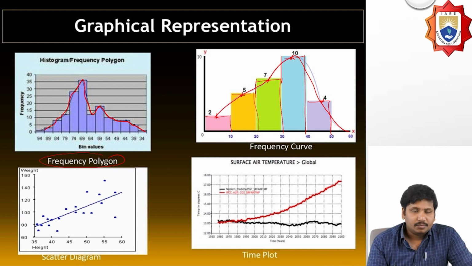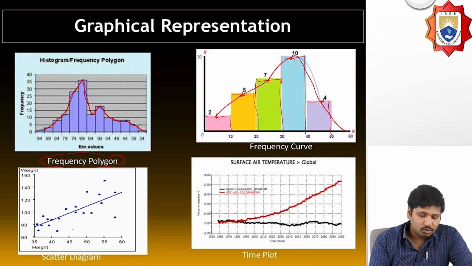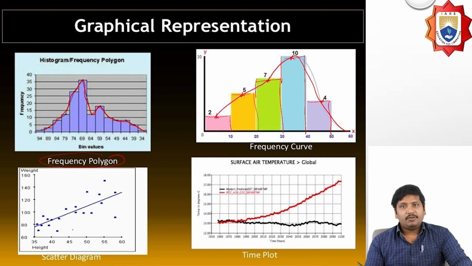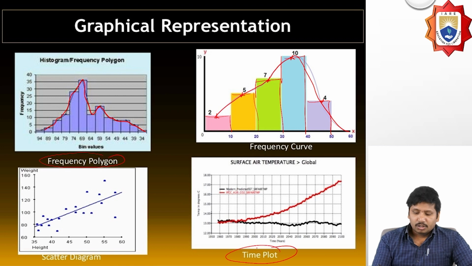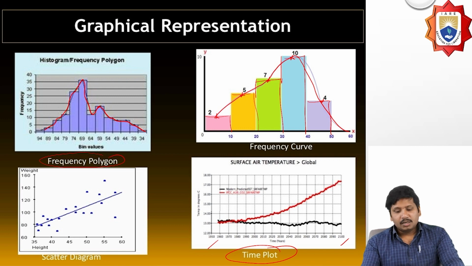And the scatter diagram. A scatter diagram is represented in the form of dots, so it is a scattered diagram. And next one is the time plot, for example surface air temperature from 1915 to 2100. How the quality of air changes, whether increasing or decreasing with respect to time, we show it, and at that time we make use of the time plot.